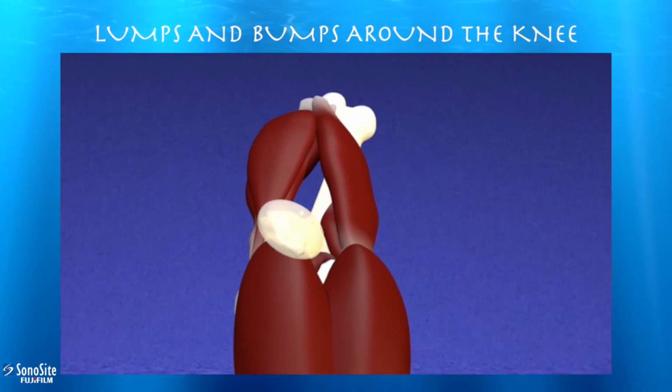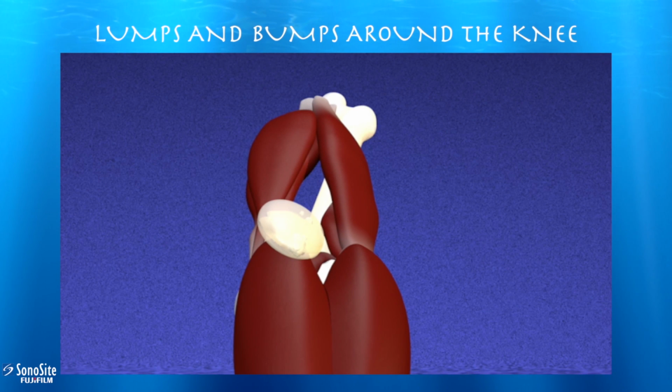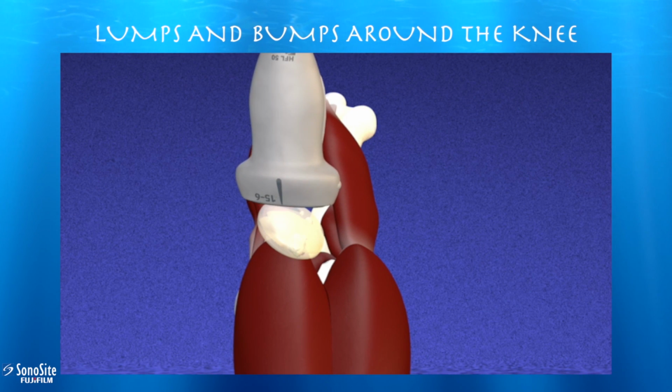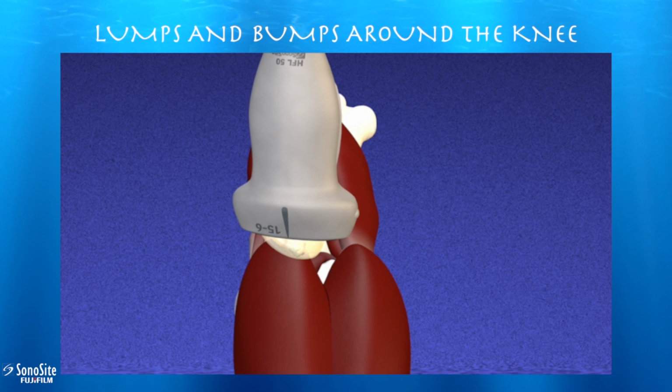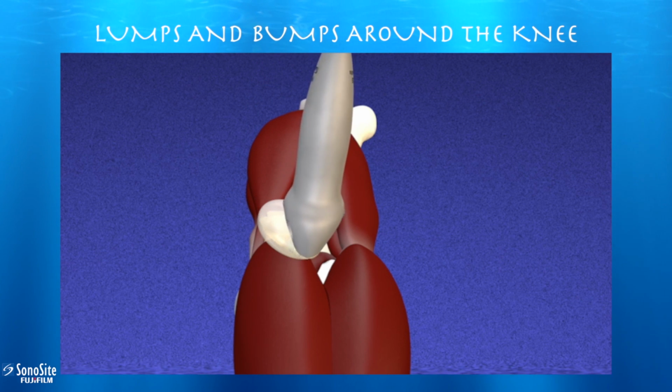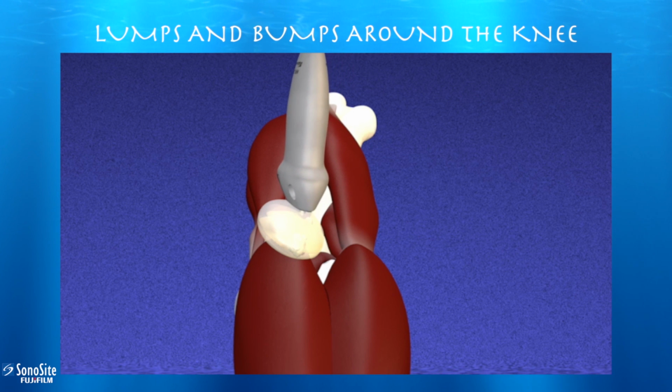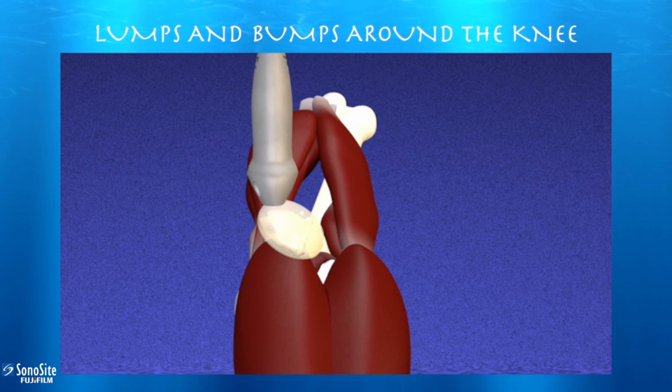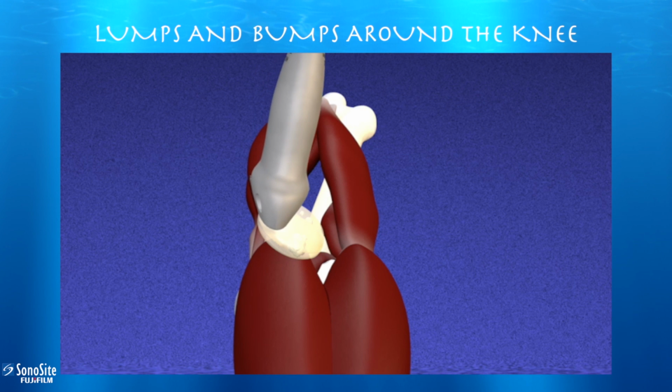And here we're looking at it from below, and here's our probe. Now when you do an ultrasound study of this, you want to make sure you cover both axial and sagittal views. When you do sagittal views, you want to make sure you cover both the medial and lateral aspect of the bursa, which you can see the probe moving on both sides of the bursa here.